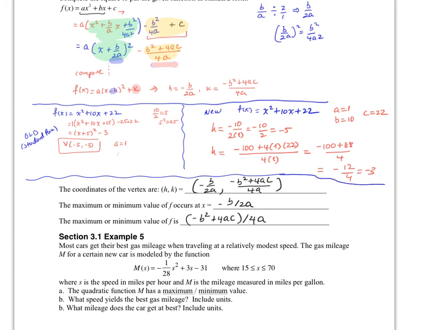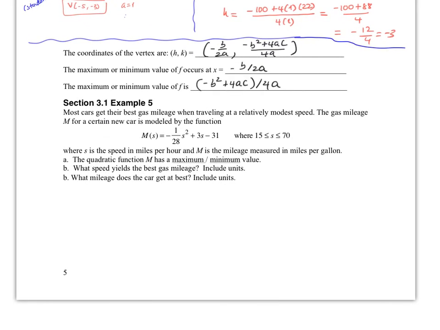All right, so finally, let's go to the first example we did. In this case, the value for a is minus 1 over 20, the value for b is 3, and the value for c is minus 31. Now, since a is negative, remember that means the graph is going to go down, and if it goes down, that means it has a maximum, which we already knew. What speed yields the best mileage? So this is talking about the vertex.